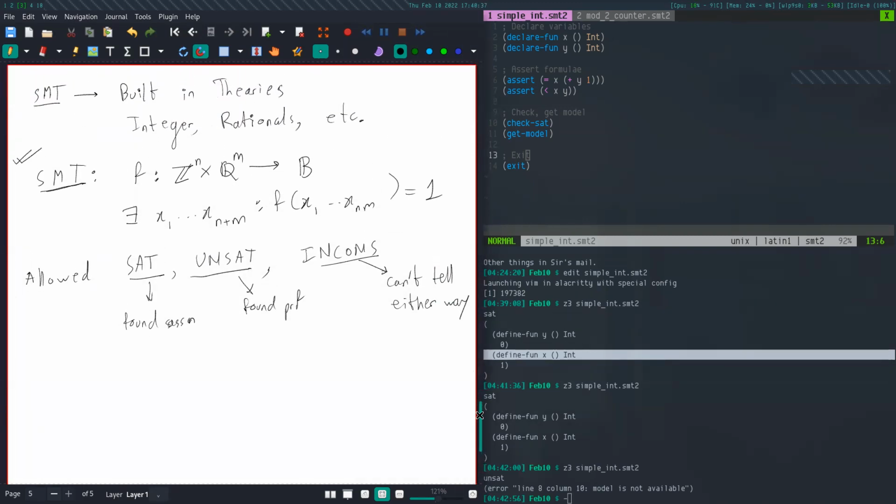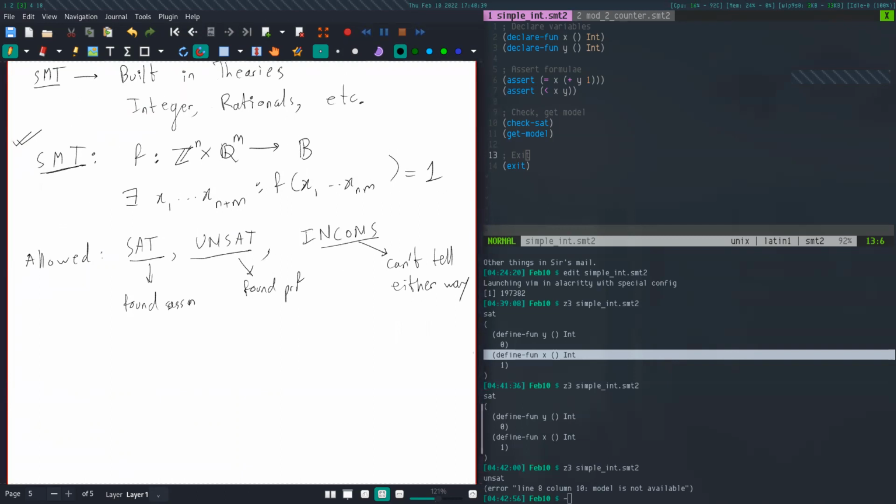So these are the allowed returns for the SAT solver. And the reason we have to allow a SAT solver to return inconclusive is that some kinds of queries in your SMT formulae might actually be undecidable to check.